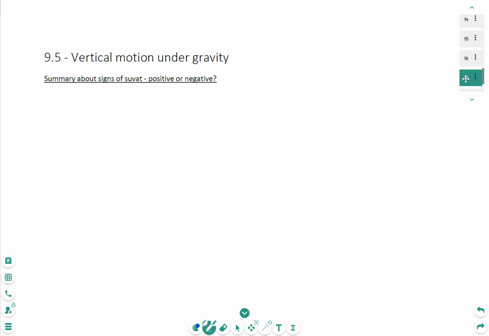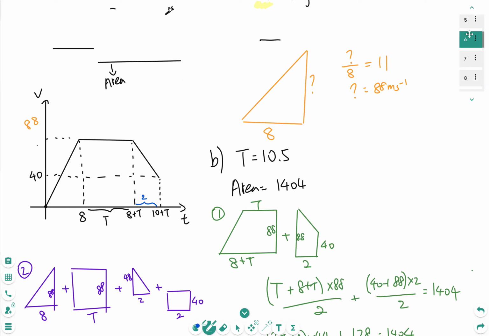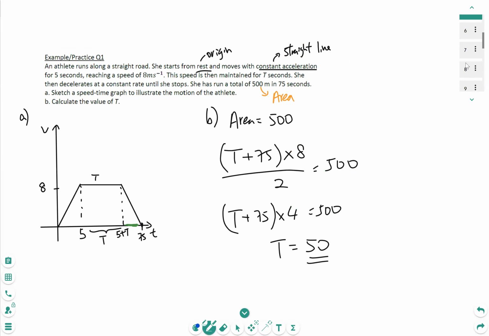If you're happy with this, a little summary of SUVAT. I'm going to skip this actually because it will be the same table as, oops, where was it? Is it page 15?